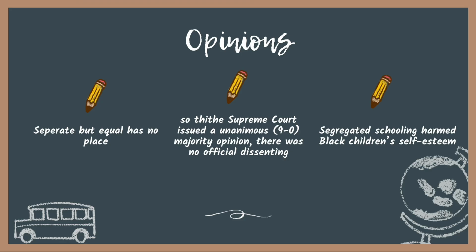The Supreme Court issued a unanimous 9-0 majority opinion, meaning there was no official dissenting. This means that they all agreed together that there was no place for separate but equal when it came to the education system. Segregating schools harmed Black children's self-esteem.